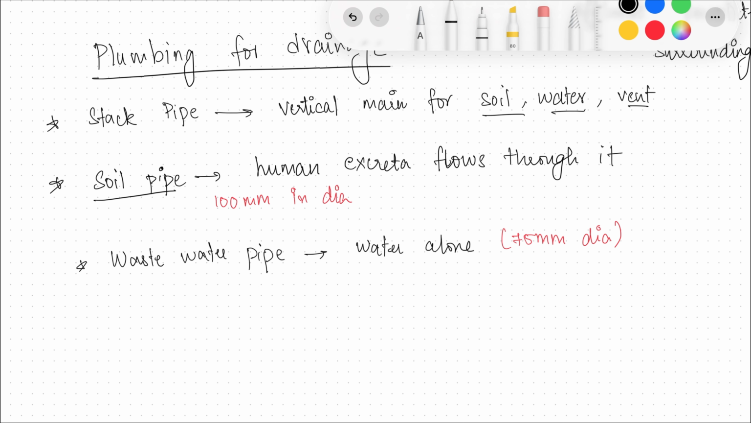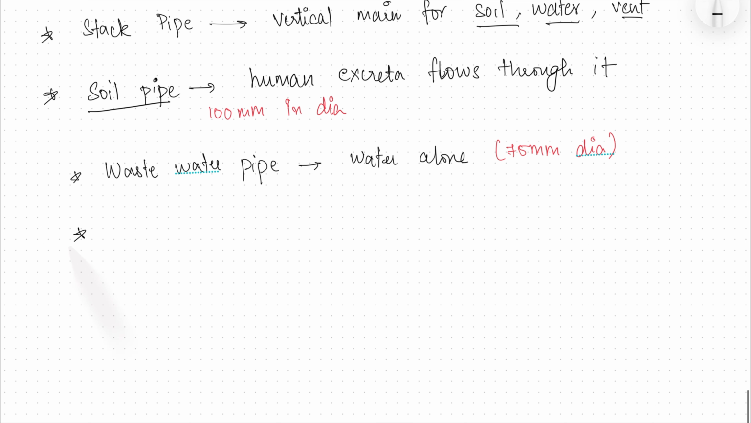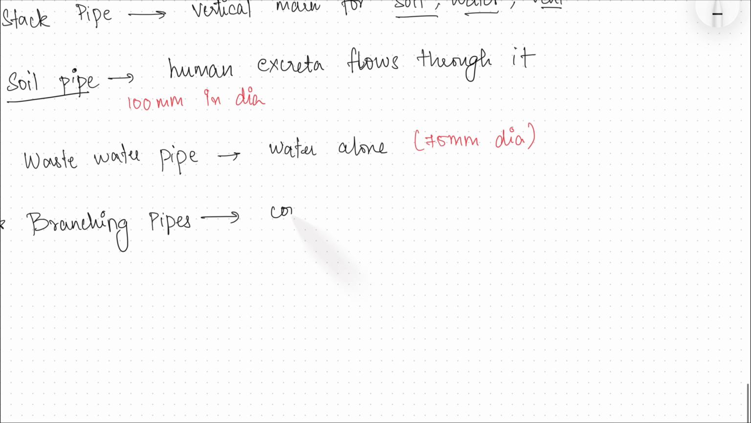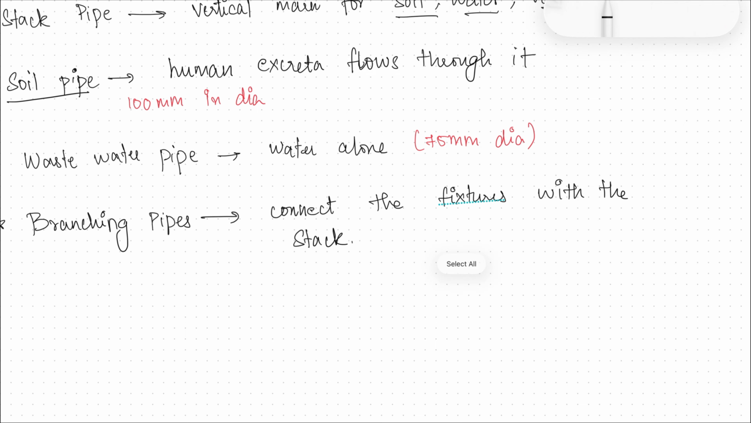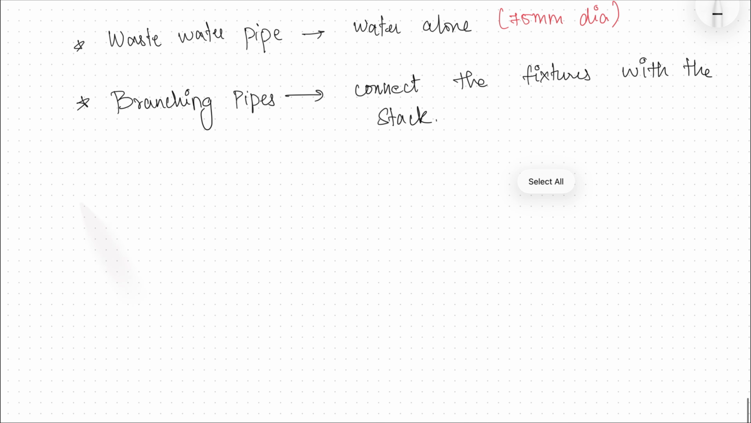Then we have something called branching pipes. These branching pipes connect the fixtures like your wash basin or your cupboard or your kitchen sink and everything. So this connects the fixtures with the stack, and that is your branching pipes. Then you have vent or an anti-siphonage pipe. This is important now.